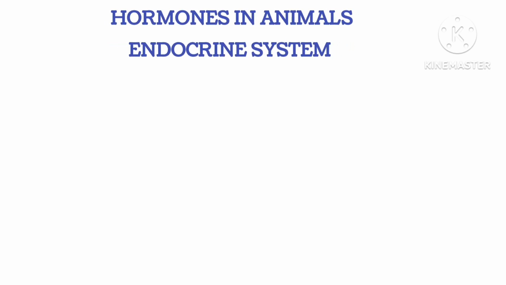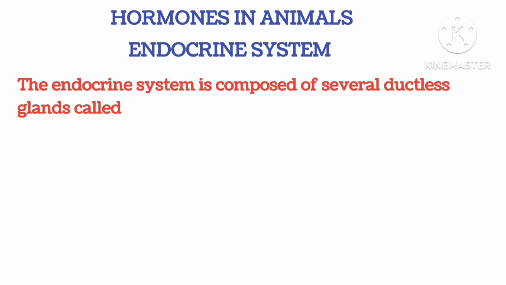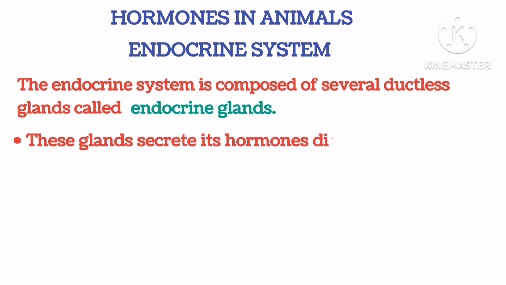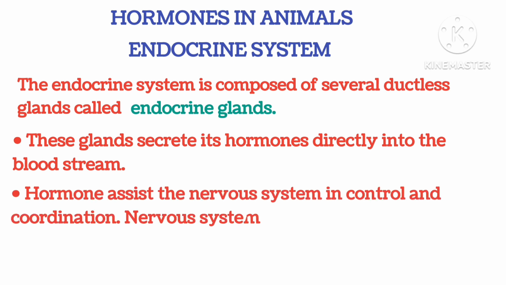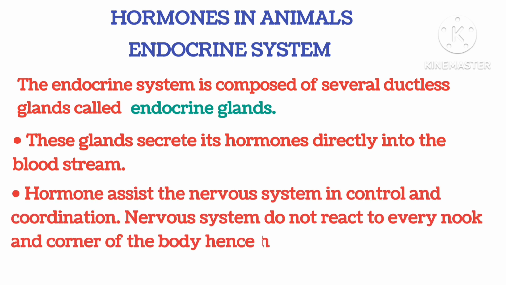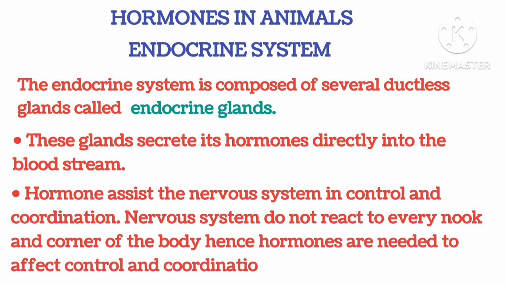Hormones in animals. These are mainly endocrine system. The endocrine system is composed of several ductless glands called endocrine glands. These glands secrete its hormone directly into the bloodstream. Hormone assists the nervous system in control and coordination, as nervous system does not react at every nook and corner of the body. Hence, these hormones are needed to effect control and coordination in those parts.